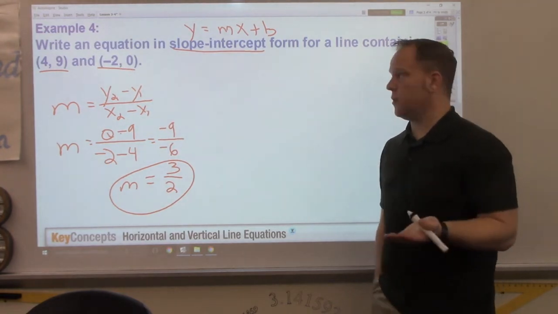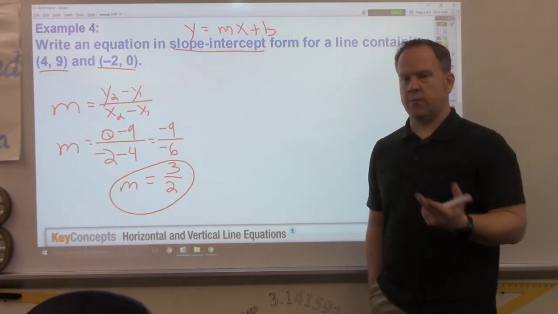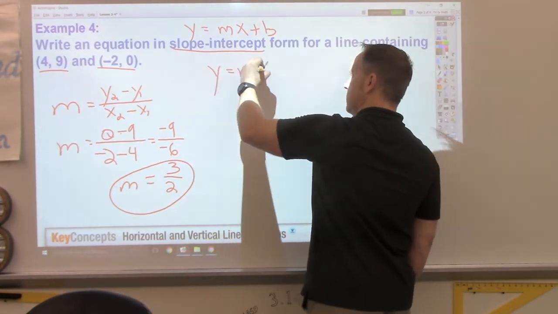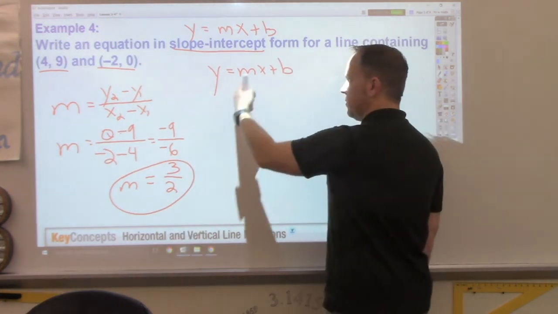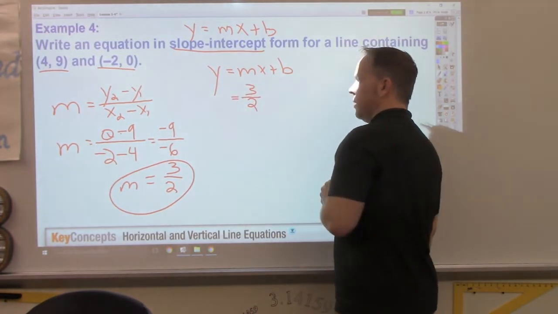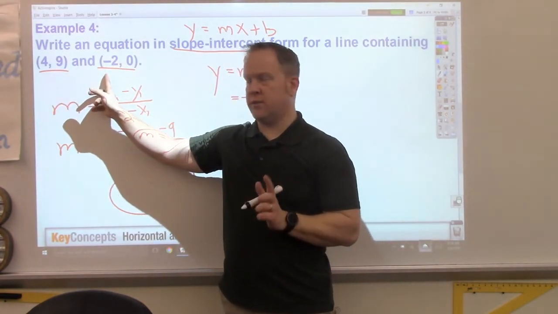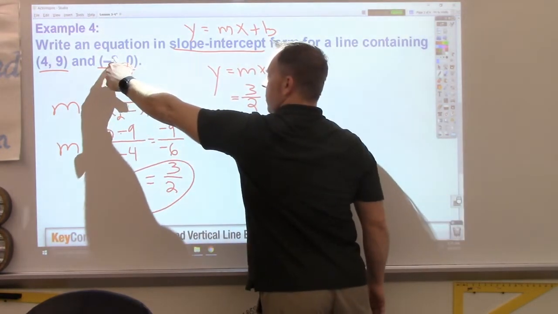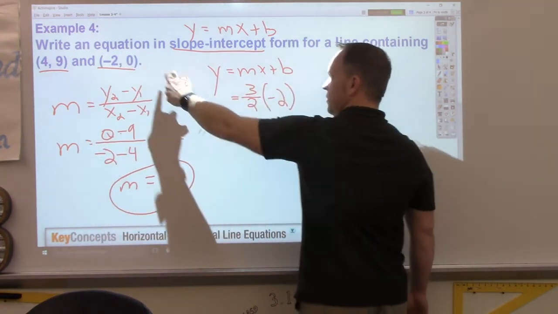Now we have a couple of different options on how to find the y-intercept. You could use point slope form and solve for y, or I'm going to use this form. Watch this. I'm going to use this formula. I know my slope. And I'm going to use either one of these points to solve for b. Doesn't matter which one you use. It'll still come out the same. I'm going to use (-2, 0). Negative 2 is x. 0 is y.